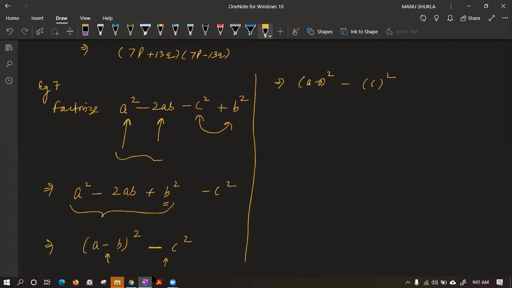If you compare with x square minus y square, we can say that it is equal to x plus y into x minus y. Please tell me what is the value of x. Class, please tell me by comparing what is the value of x.